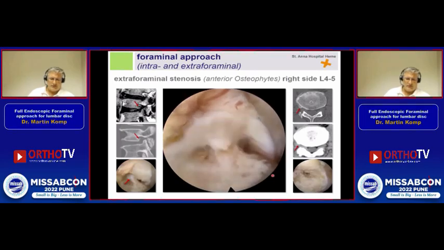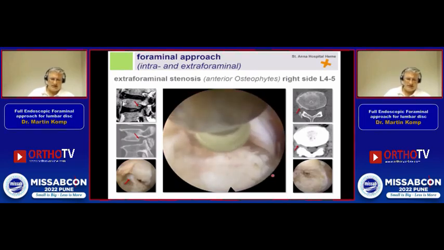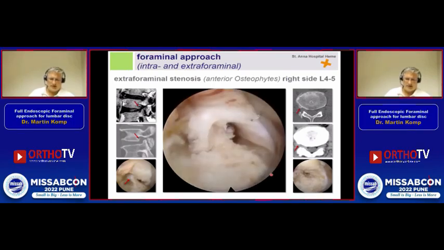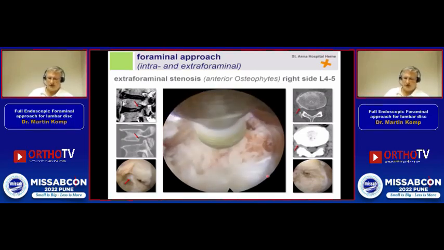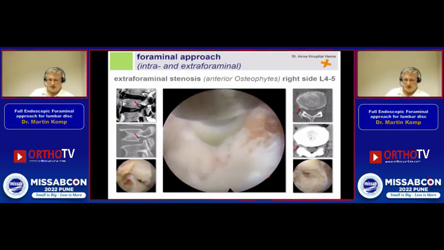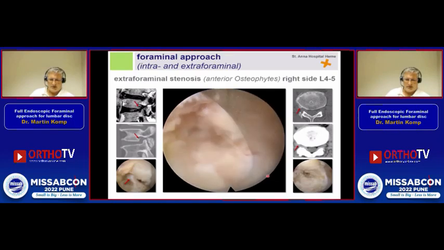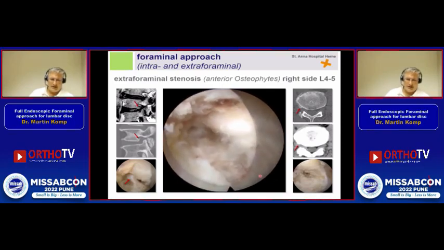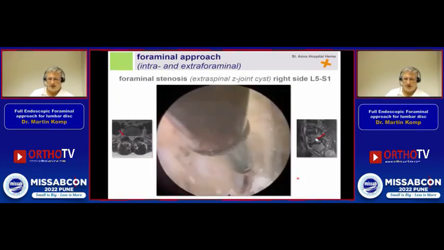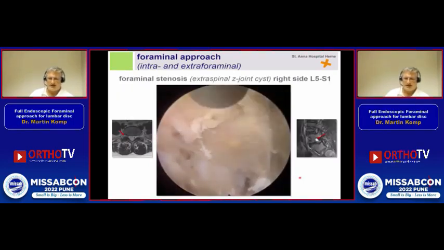Then again, we have different tools to resect those osteophytes, like these automatic drills, diamond drills, or manual drills, whatever you want to use. Of course, we have narrow conditions here. It's the second possibility where we use decompression of the foraminal area in case of stenosis. And the third one is an extraspinal located Z-joint cyst.